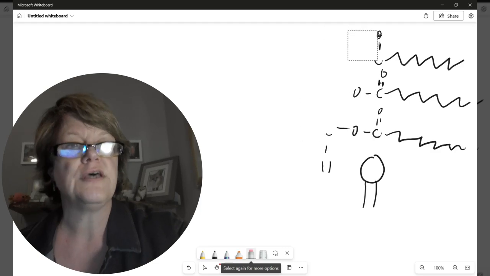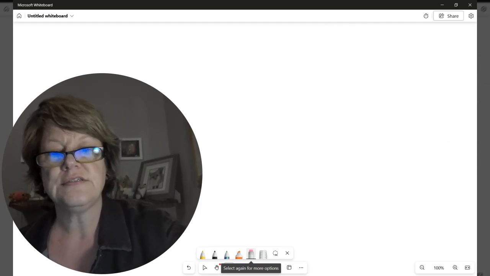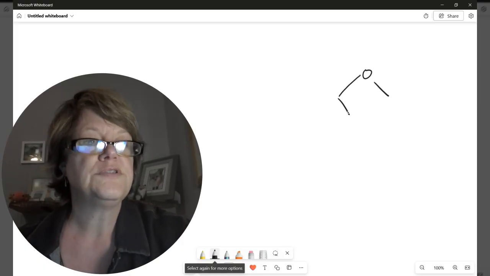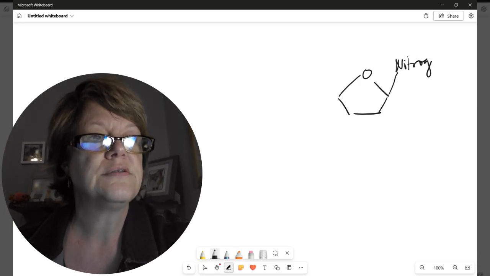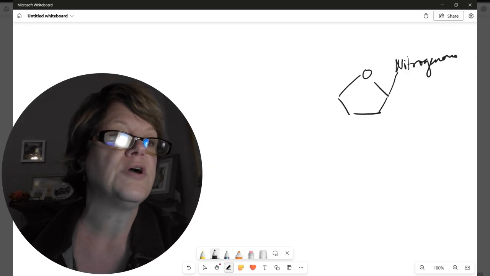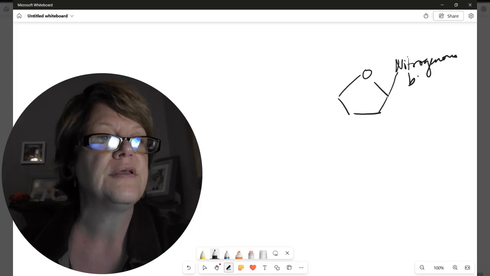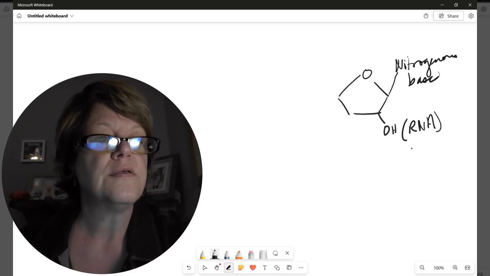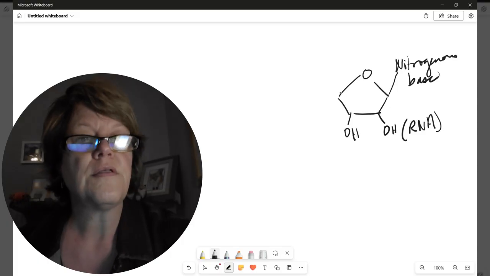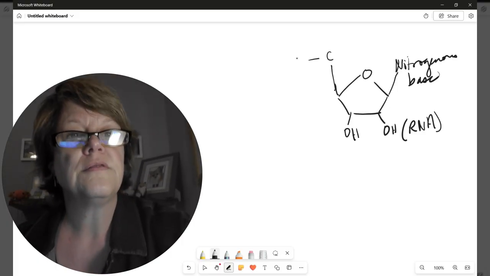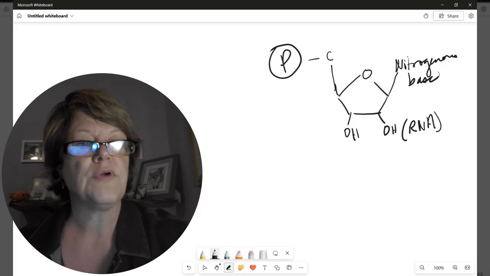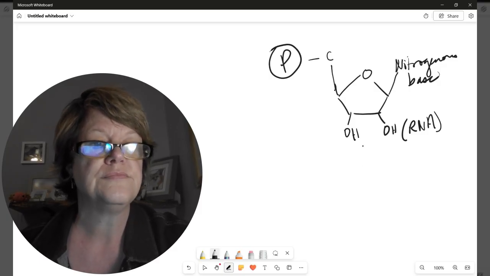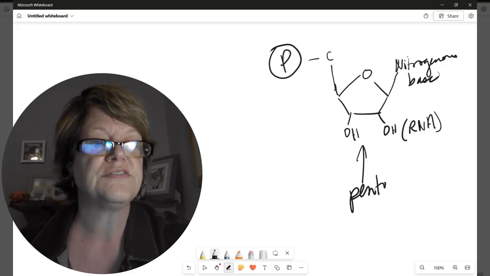And then nucleotide. Let's do a nucleotide. A nucleotide consists of a 5-carbon sugar, either ribose or deoxyribose, a nitrogenous base, which can be adenine, thymine, guanine, cytosine, or uracil, depending, and then a phosphate group here. So phosphate group, nitrogenous base, and then a ribose or deoxyribose sugar. Pentose means it has 5 carbons.